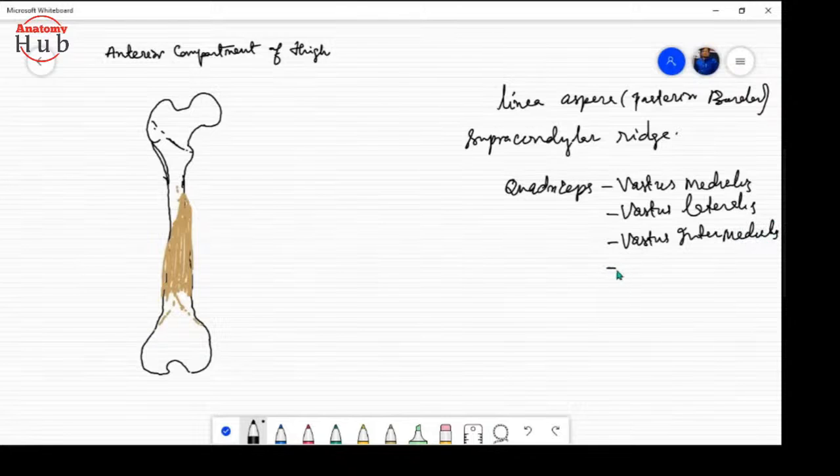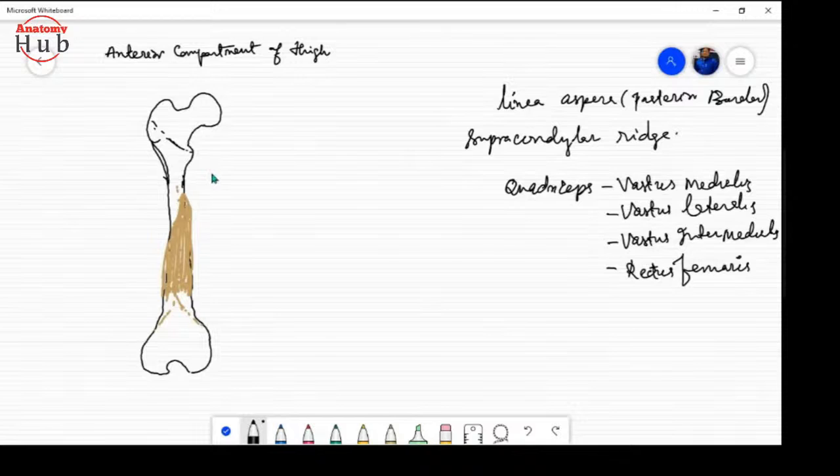Okay, then we have the rectus femoris. So these four muscles comprise your quadriceps muscles, right? So we have learned about the vastus medialis. Then you will find the vastus lateralis muscle.